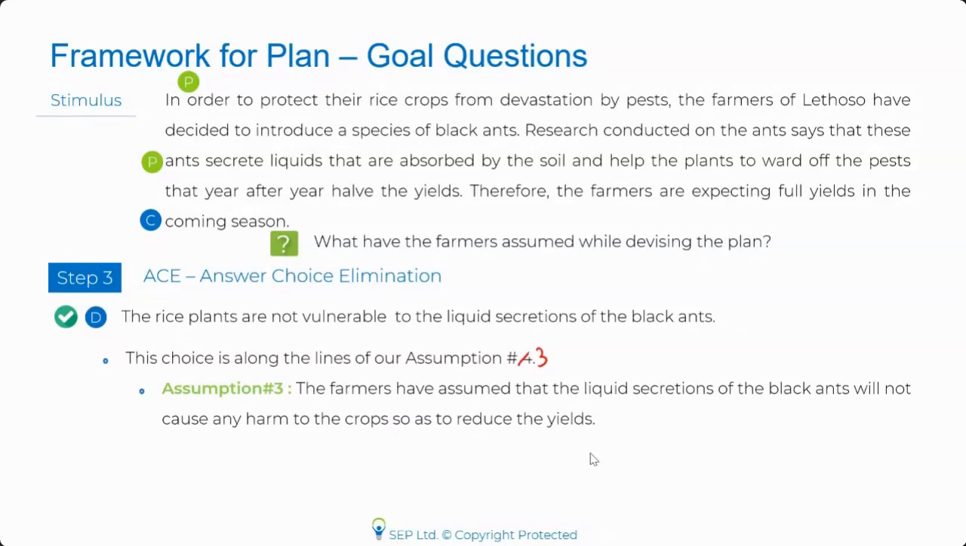If you negate D, if you say the rice plants are not vulnerable, you take the logical opposite. You have to always negate the main verb, okay? So the main verb here is "are not." So therefore you cut out that "not." And you say the rice plants are vulnerable to the liquid secretions of the black plants. If the rice plants are vulnerable, then the rice plants are going to get affected. And then the farmers cannot expect full yields, all right? And therefore, our conclusion would break down. And that is why choice D is the correct answer. So Ryan, I hope you got that right. You got that, all right?